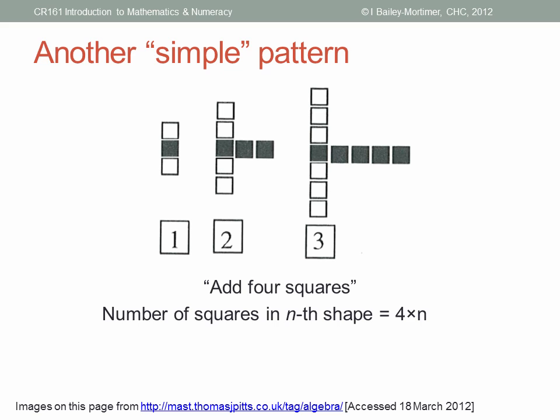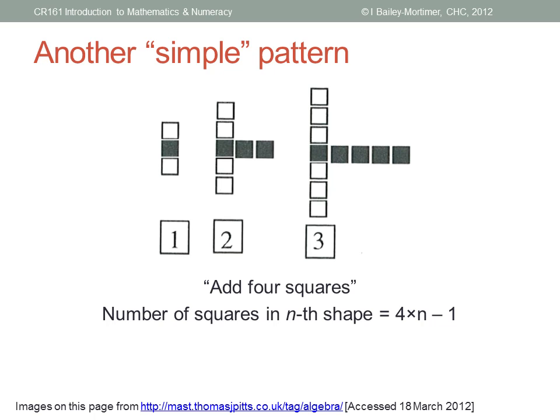Well, that's not quite right, is it? 4 times 1 is 4, but there's only 3 squares in the first shape. 4 times 2 is 8, and there's 7 squares in the second shape. I need to subtract 1 from this to get the right number of squares.